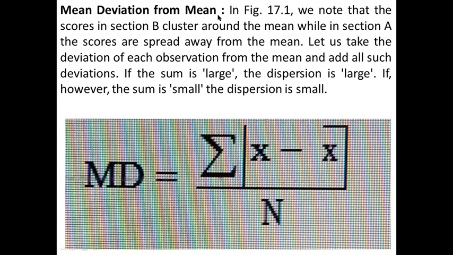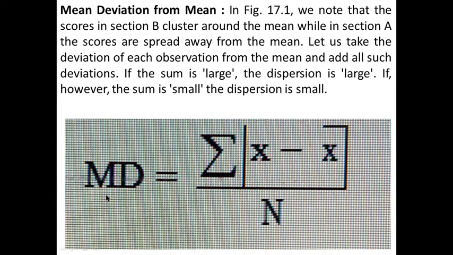Mean deviation from mean. We note that the scores in section B cluster around the mean, while in section A the scores are spread away from the mean. Let us take the deviation of each observation from the mean and add all such deviations. If the sum is large, the dispersion is large. If, however, the sum is small, the dispersion is also small.